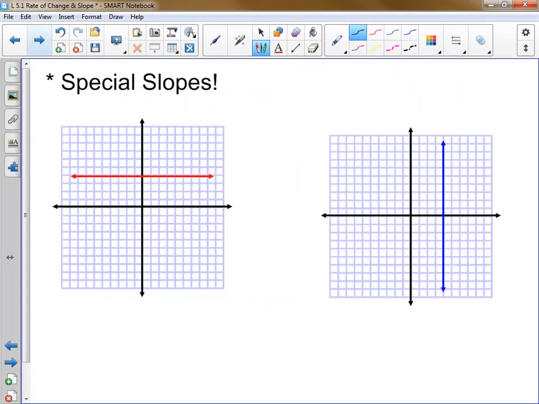Now there are some cases where the slope neither goes down nor up. These are special cases, so you may want to jot this in your notes. Just make a quick graph of each of these two lines. Where you place it on the coordinate grid is unimportant. Just notice that the red line is horizontal and the blue line is vertical. You may want to push the pause button and jot that down and then hit resume when you're ready to go.